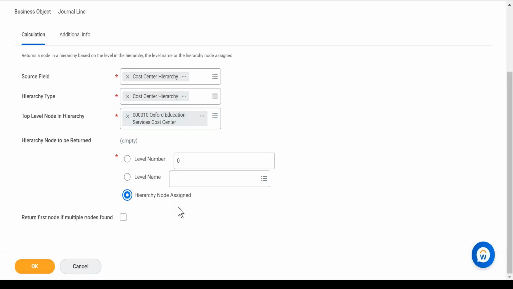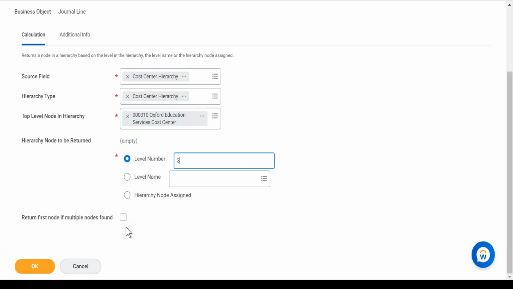Now if I select this particular option, you are telling Workday that I want to just pull up the very first instance that comes up in the hierarchy. So usually we don't go with this. We usually go with the level number, because either they tell you the name of the hierarchical level or they tell you the level number. Now comes the option: returns first node if multiple nodes found.